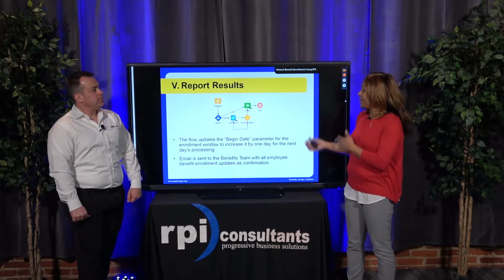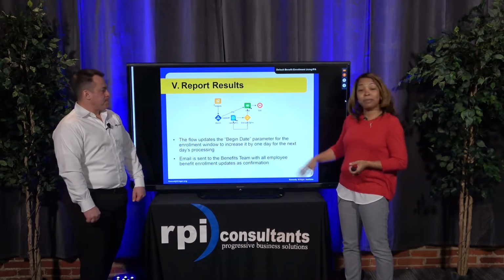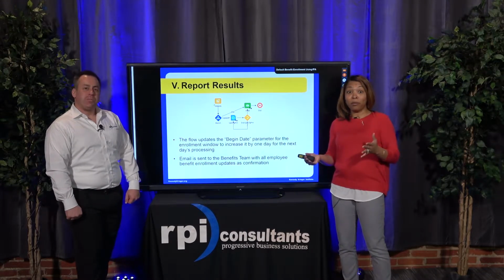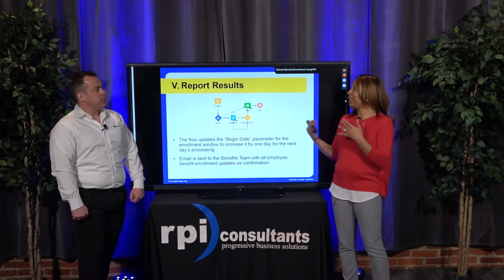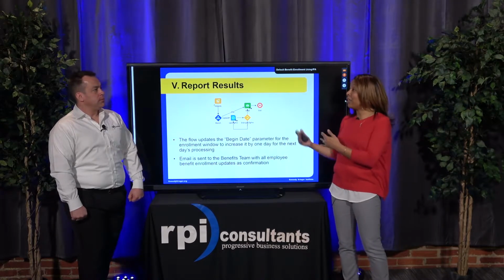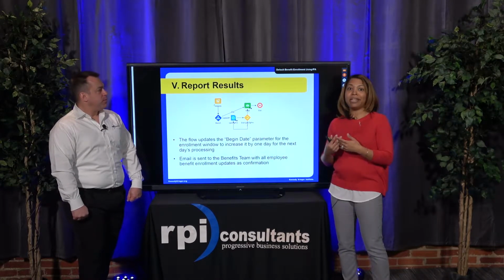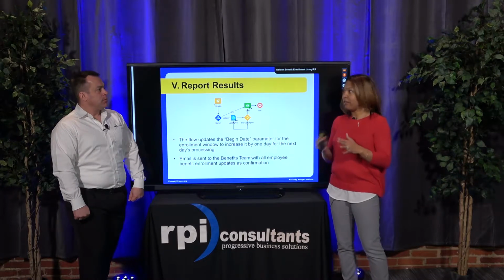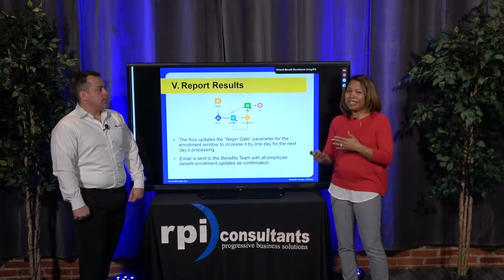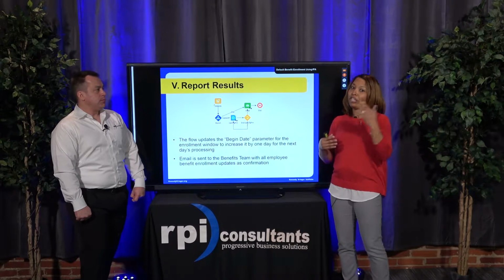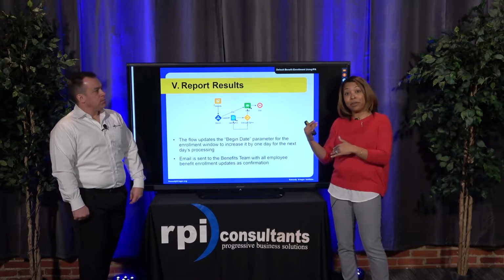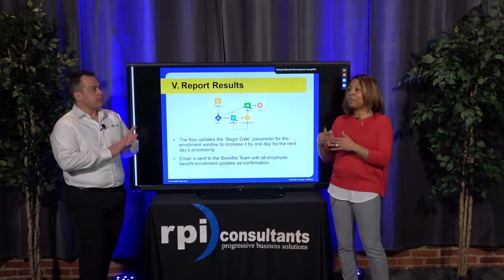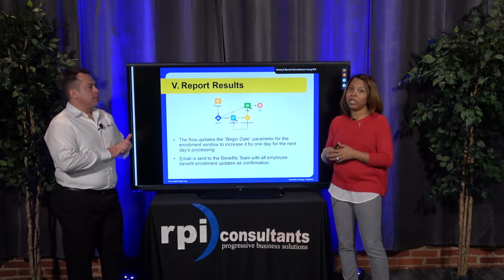And then the report results. So the flow updates the begin date parameter for the enrollment window automatically. So again, something else that's dynamically driven by the IPA that we don't have to think about and update as the flow runs, which is awesome. So we do not have to go into the system after we run this and change the dates, so the system is based on that 60-day and 30-day parameter that we saw before, so that date doesn't have to manually be changed and edited.